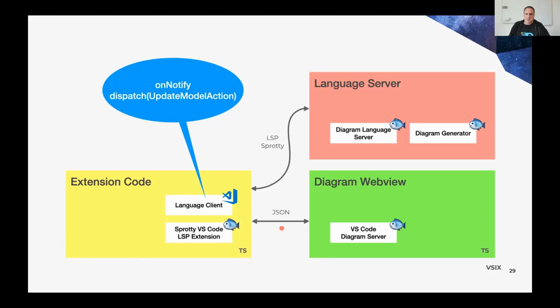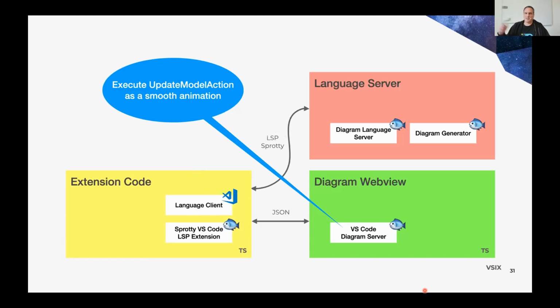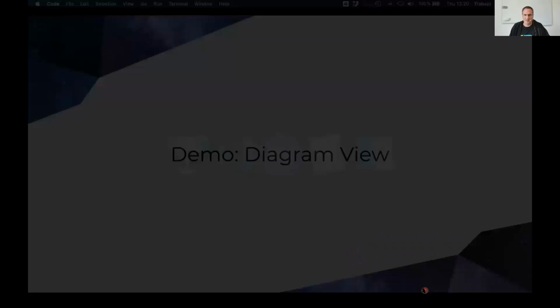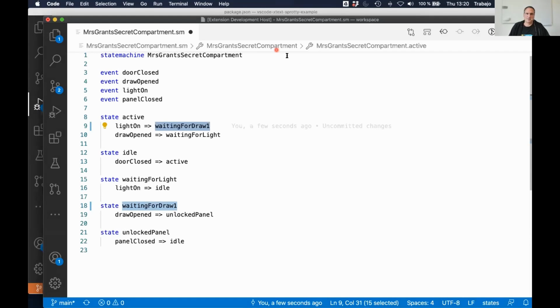On the language client, we have a listener on these kinds of notifications, and that is the Sprotty VS Code LSP extension. That one extracts the update model action from the LSP request and turns it into a message that is then sent to the VS Code diagram server. And from there, fed into the cycle of Sprotty, and so it is rendered. What does that look like? Let me give you another demo.